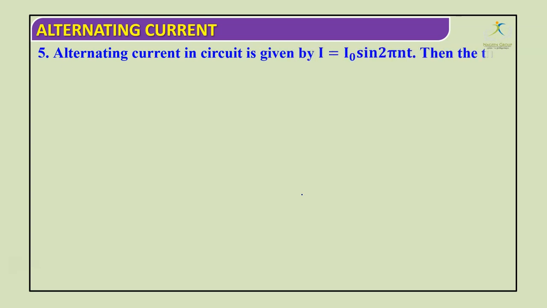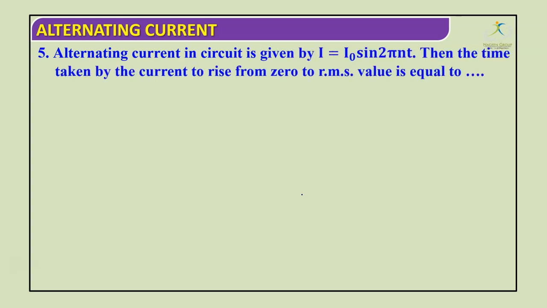Alternating current in the circuit is given by I is equals to I naught sine 2 pi nt. Students, please look at here. What is the I naught represented? I naught represented the peak value of a current. What is the 2 pi n represent? This is the value of omega, where we know that omega is equals to 2 pi f or 2 pi n. So we have to calculate the time by the current raised from their RMS value. The options: 1 by 2n, 1 by n, 1 by 4n, and 1 by 8n. Let's move with the solution part.